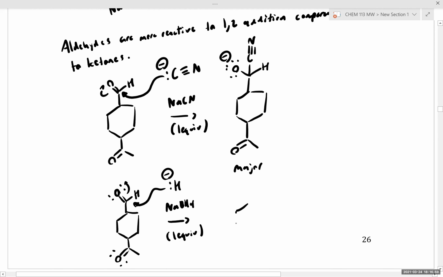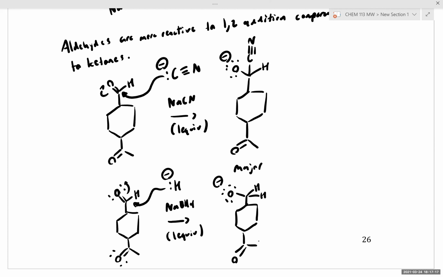So this applies both to nucleophilic additions in the context of formal 1,2 addition and also nucleophilic addition of hydride in the context of reduction. You can selectively reduce an aldehyde in the presence of a ketone. Does that make sense?